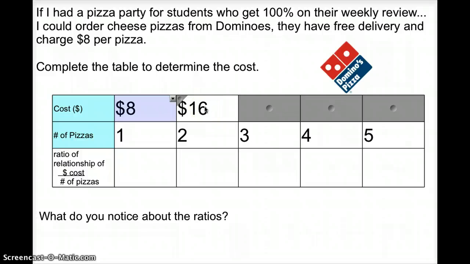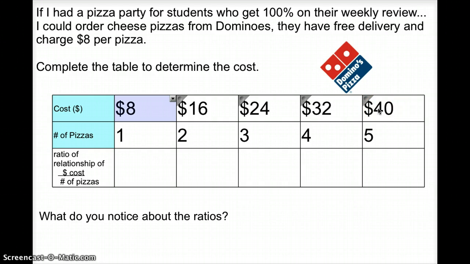We would go to the next part in the chart that says 3 pizzas. So 3 times 8, it would be $24. 4 pizzas, 4 times 8, $32. 5 pizzas times $8 is $40. The next thing we'll look at is the ratio of the relationship of the cost to the number of pizzas.